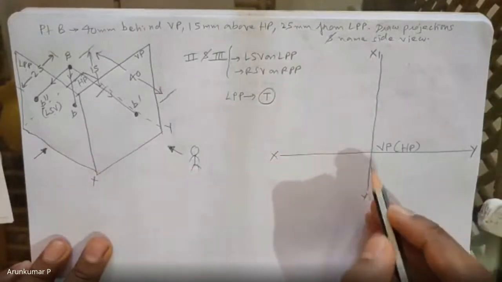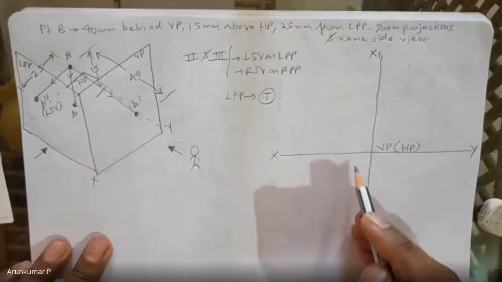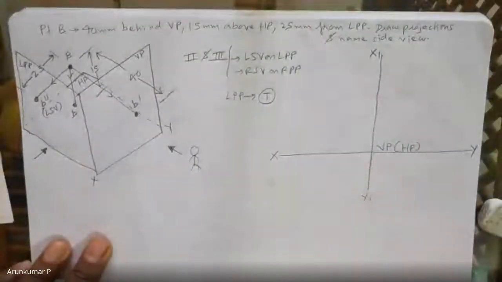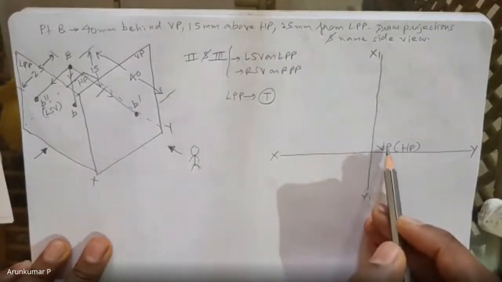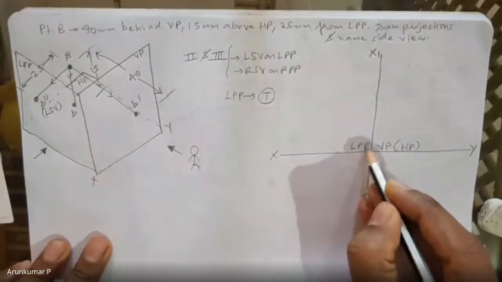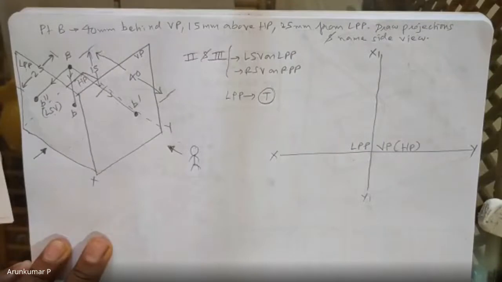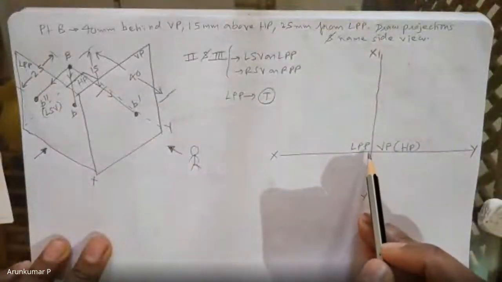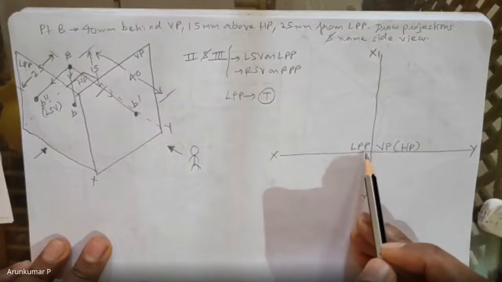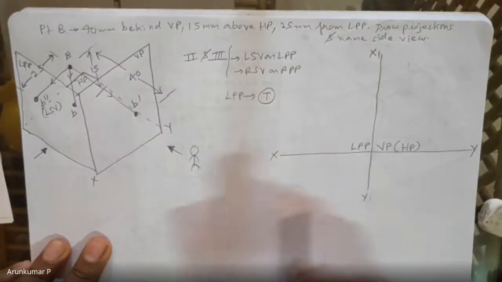Now, where will LPP come? Left profile plane. Above XY line or below XY line? Above XY line. Yes, it will be beside VP above XY line. So this is LPP on the left side. Okay. Now, the 45-degree median line, where will that come? Beside HP, but above XY line or below XY line?